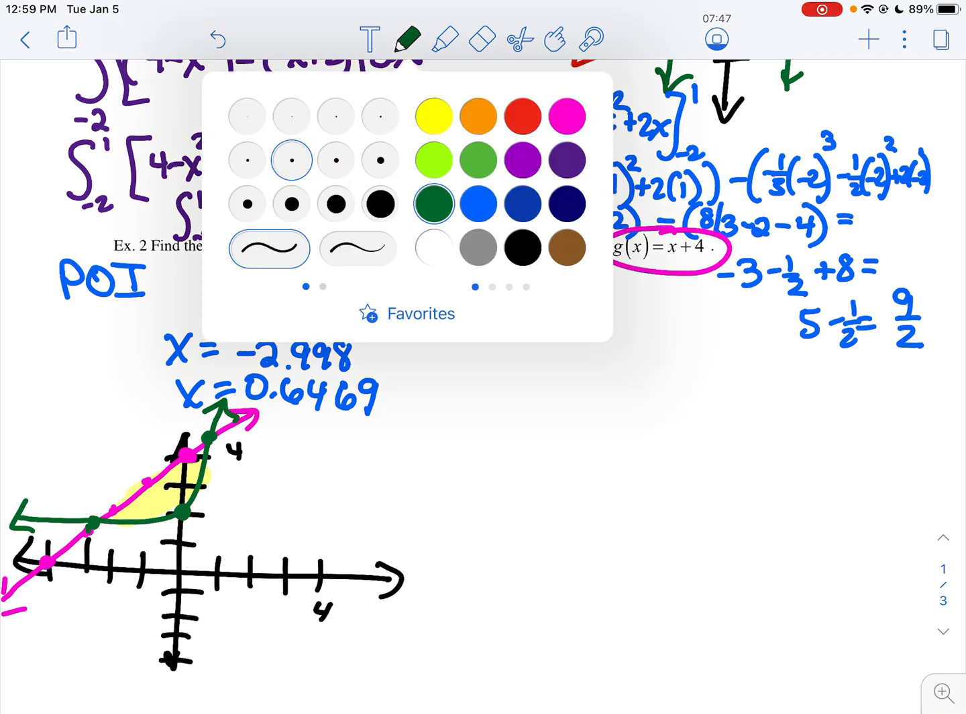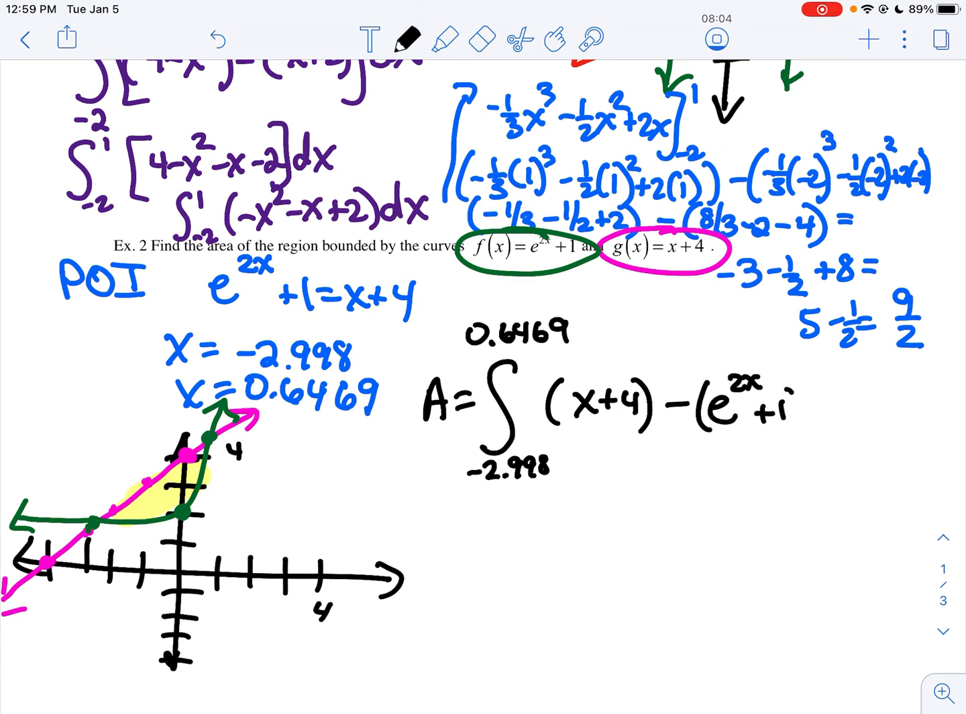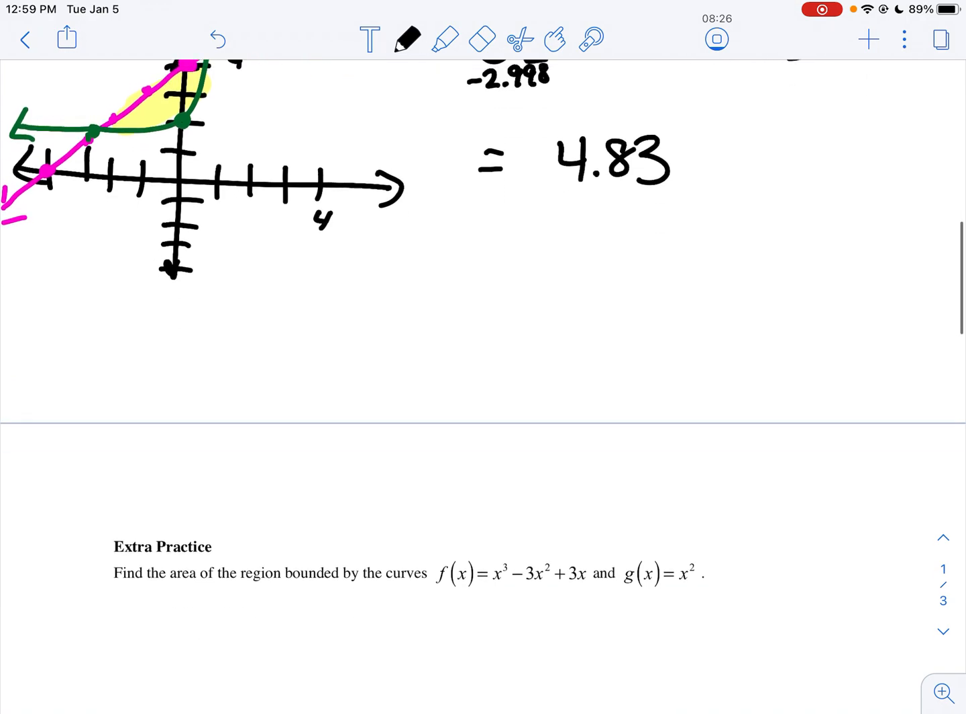So the top is the line. Okay, the top is the line. So my area is going to go from negative 2.998 to 0.6469. The top function is x plus 4 minus the bottom function. Again, there's no way to do that by hand, so you have to do this on the calculator. Just be careful on how you enter that. So tell me what you get. I got 4.83. All right, that finishes it up.